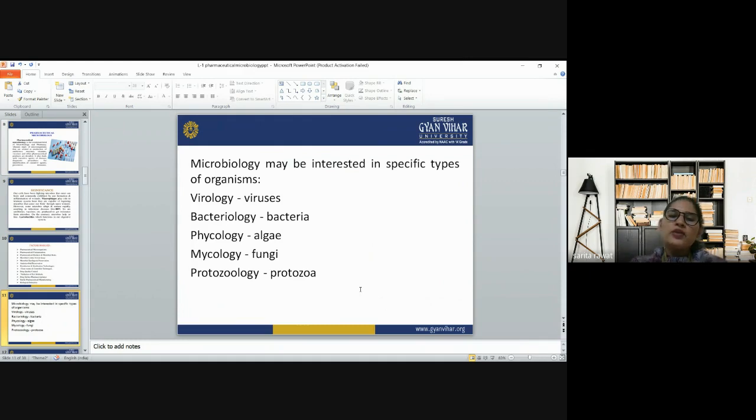Then microbiologists may be interested in a specific type of organism. A virologist studies viruses, a bacteriologist studies bacteria, a phycologist studies algae, a mycologist studies fungi, and a protozoologist studies protozoa.